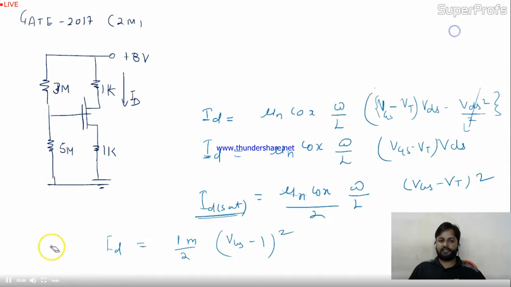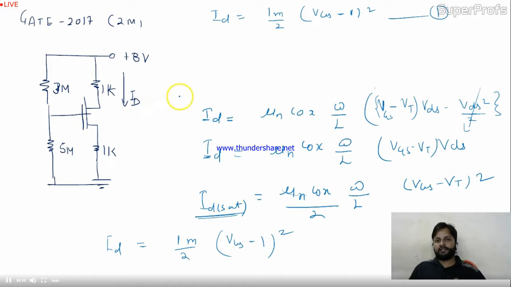So now your equation is ID equals 1m by 2 (VGS minus 1) square, equation 1. Now to solve this, see where is the ID? Here is the ID, means ID is over here also. So can you make the relation between ID and VGS to solve this equation, because we have only one equation in which two variables are given. So we need another equation having the same variables. So two equations, two variables, we can easily solve it, right?